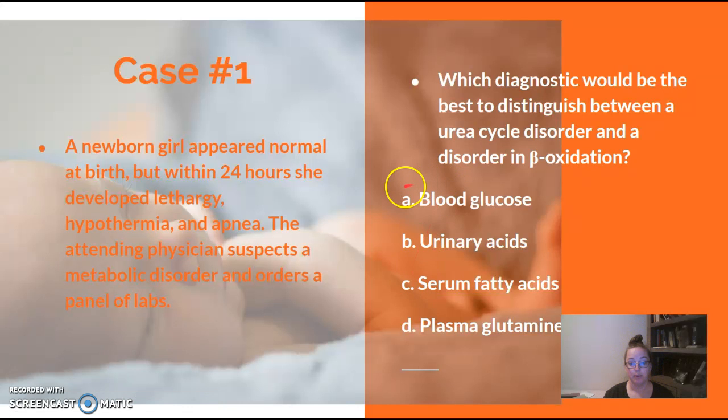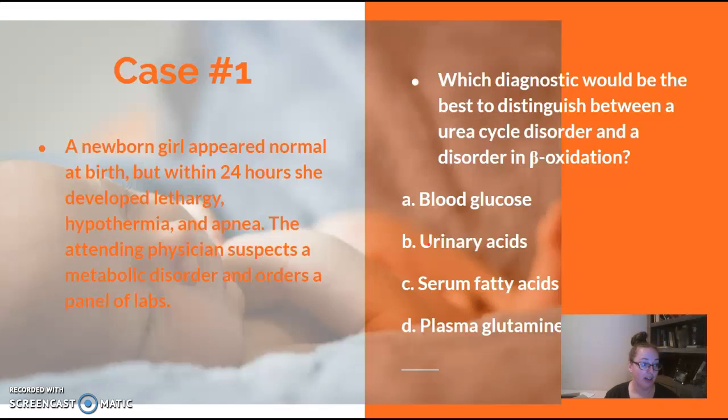So first off, if we look at a blood glucose, this wouldn't be the best test to differentiate between a beta oxidation disorder or a urea cycle disorder, because an elevation could mean lots of things. It could mean a problem with glucose metabolism or beta oxidation, or even a disorder of the urea cycle could cause increased blood glucose. So that's really not going to tell us a whole lot. B is the urinary acids.